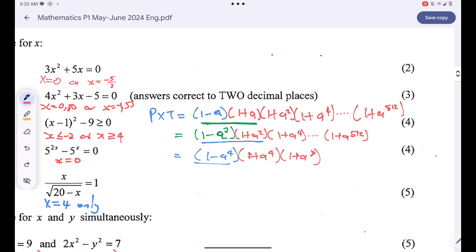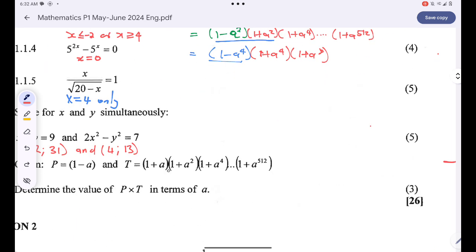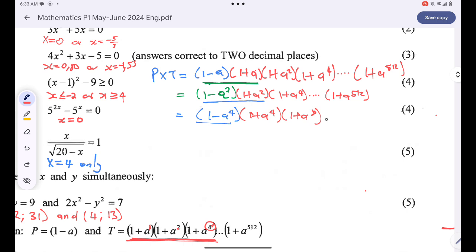How do I know? Because these exponents of a in t, they are in a geometric sequence. Right? This is 2 times this one. 4 is 2 times 2. That means the next exponent was going to be 2 times 4. It would have continued like that until it reached 512. Are you together? So this will go until 1 plus a to the power 512.